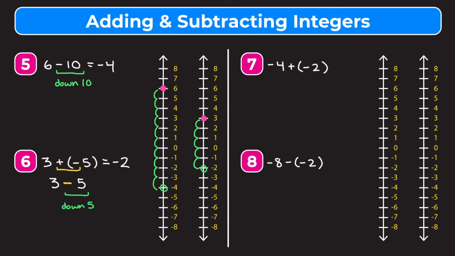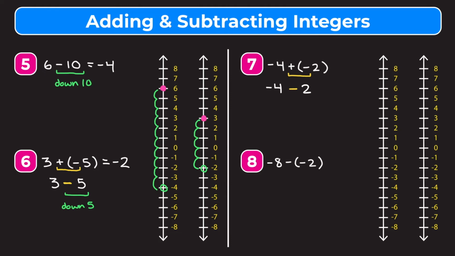So if we look at number 7, we have this plus a negative number again. So remember, we're going to keep the negative 4 the same, and we're going to change this plus minus into a minus, and then keep the 2. So we have negative 4 minus 2.